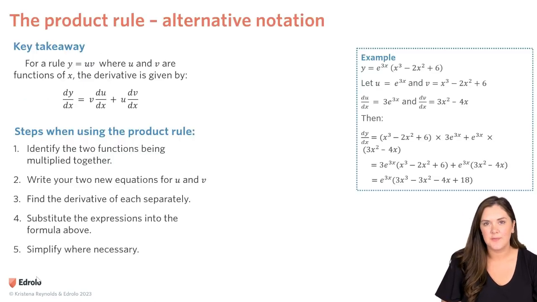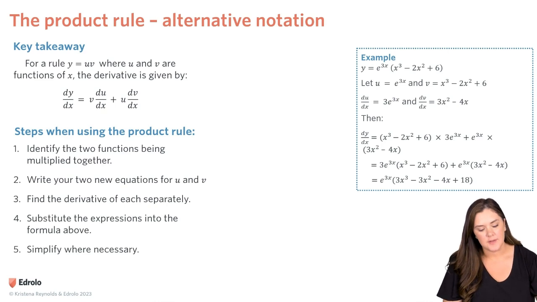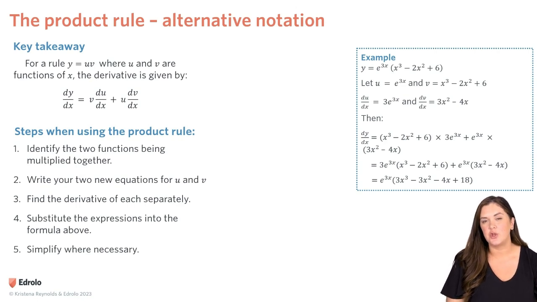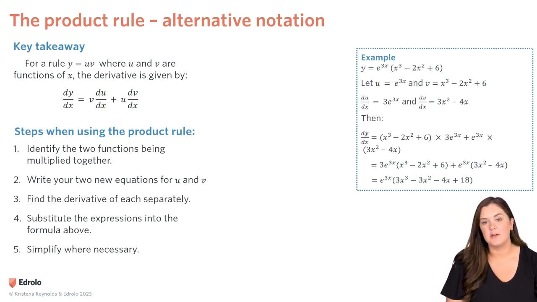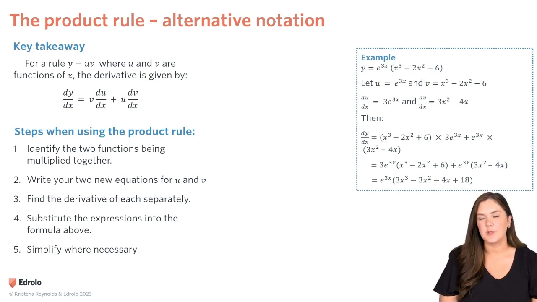So here we're looking at the exact same thing, just a different notation. This is if we have something like y equals uv, where u and v are functions of x. The derivative here is given by just our normal v multiplied by the derivative of u, and then adding u times the derivative of v. So we've got some similar steps here. Firstly, identify the two functions that you are multiplying together. Then our second step is writing your new equation for u and v separately, and then differentiate each of them separately. Next, you're going to substitute them into the rule that you were given up the top here, and then simplify where necessary. So we've got another example here on the right-hand side just to help you through this one.